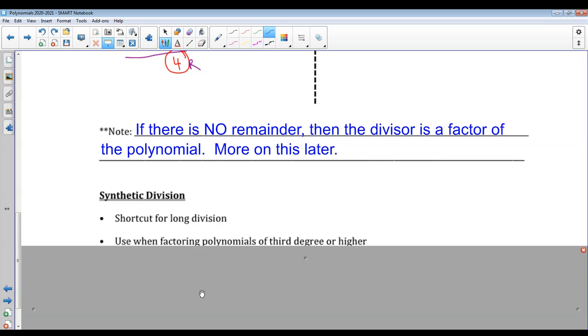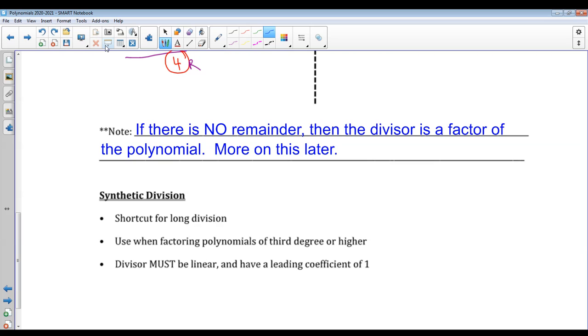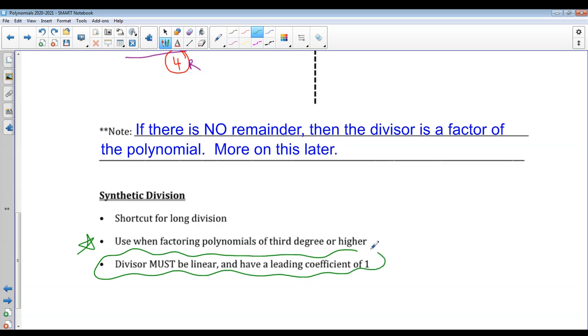Note, if there's no remainder, what I've been saying above, then the divisor is a factor of the polynomial. It means it goes in evenly. So synthetic division is a shortcut for long division. You can see how much quicker it is. It's very helpful when the degree is a third degree polynomial or higher. And this is the big one. The divisor must be linear, and it must have a leading coefficient of 1. So I'll show you a quick example of that in a second. Must have a leading coefficient of 1. So when you are ready, you can flip to the next page, pause if you need to.